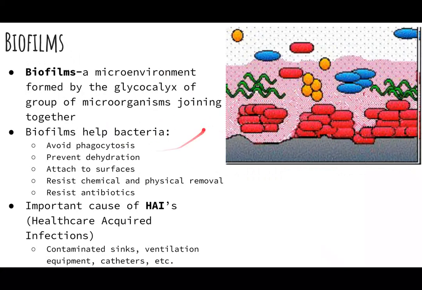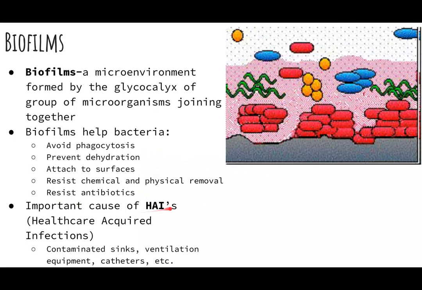Another way that a pathogen can stick around for a long period of time is by forming a biofilm. Remember, biofilms are those microenvironments that are formed when the glycocalyx, the capsules or slime layers of many bacterial or microorganismal cells come together, and that provides a lot of benefits for the organisms. So it can help prevent phagocytosis, it can help prevent dehydration, it can help it attach to surfaces inside and outside of the body, it can help resist chemical and physical removal, and remember, bacteria inside of a biofilm can be up to 1,000 times more resistant to antibiotics than individual bacterial cells.